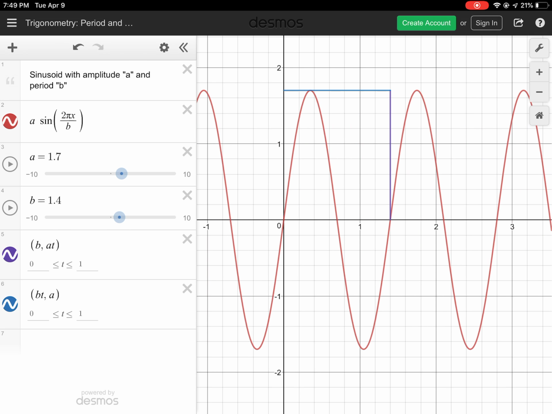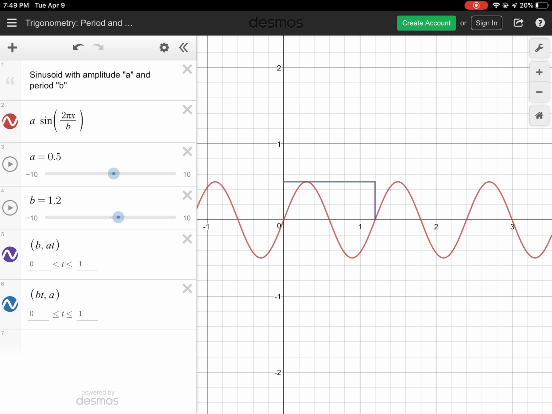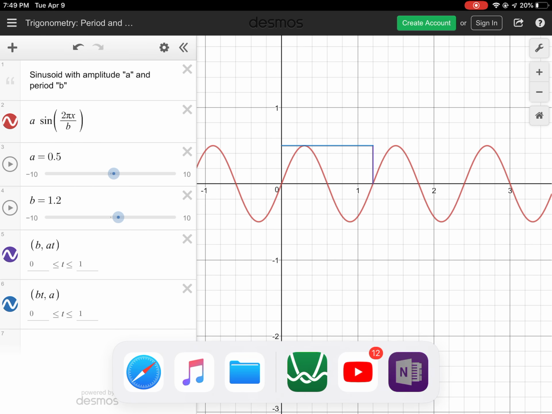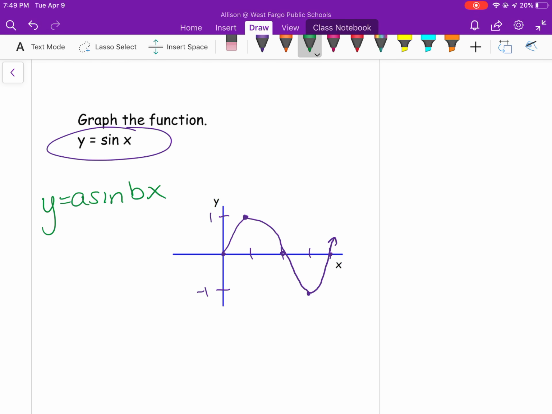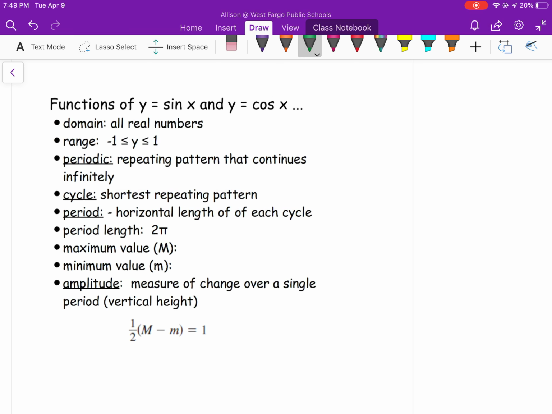So remember, the period is outlined with that square, the blue and purple square. So we can move the period and stretch it or shrink it, and then a changes the height, or the amplitude. So those are some key features of the sine function that we're going to graph. And so that's our goal today. So let's look at a couple more key features of sine. This is actually for sine and cosine.